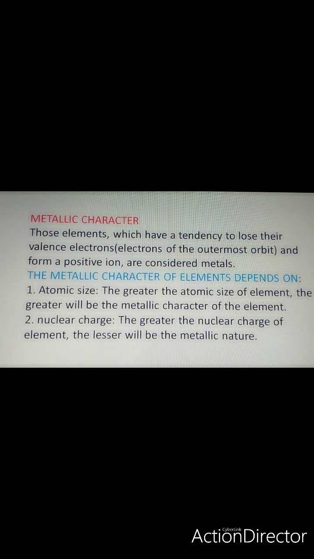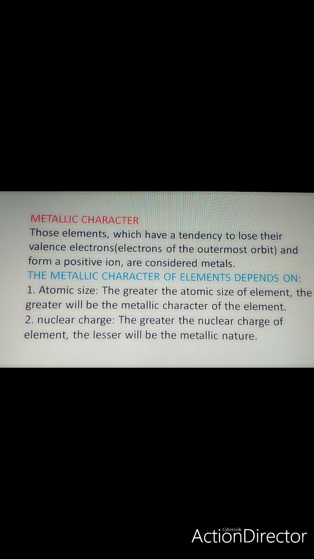Now here is the metallic character. The second point is metallic character. Those elements which have a tendency to lose their valence electrons, that is, electrons of the outermost orbit, and form a positive ion are considered metals. Those who lose electrons are considered as metals. Now, the metallic character of elements also depends upon atomic size and nuclear charge.